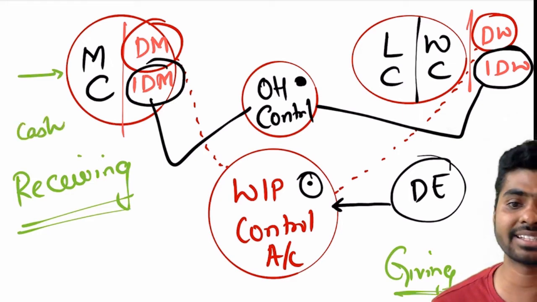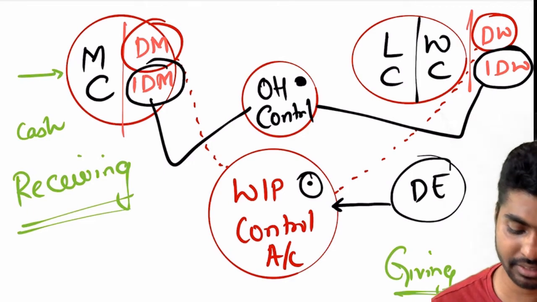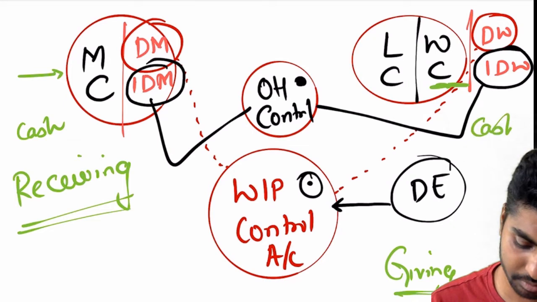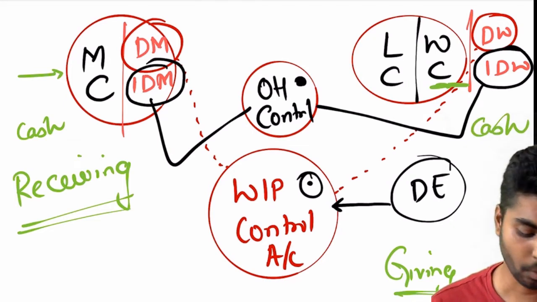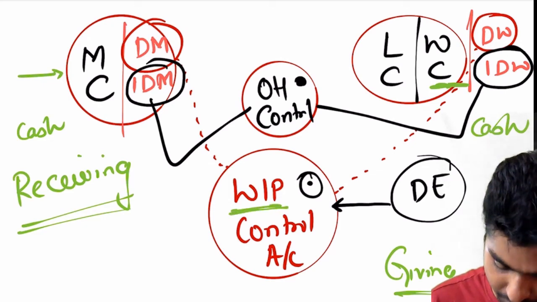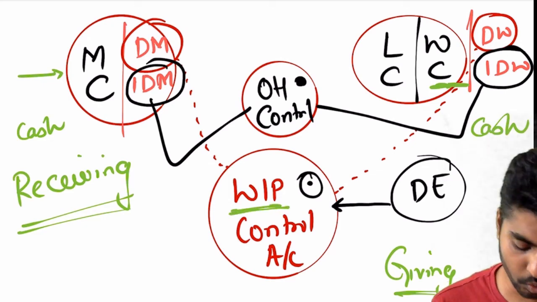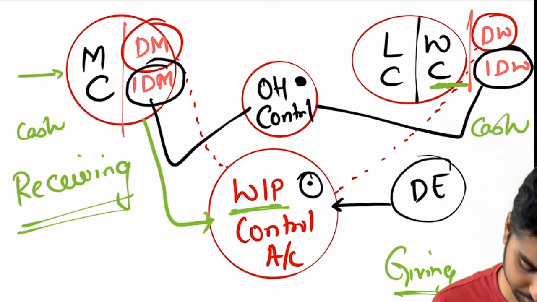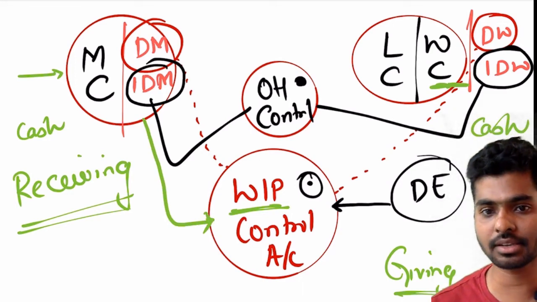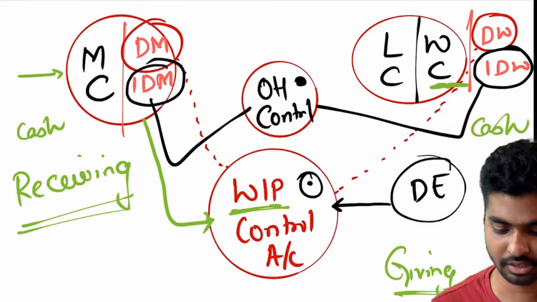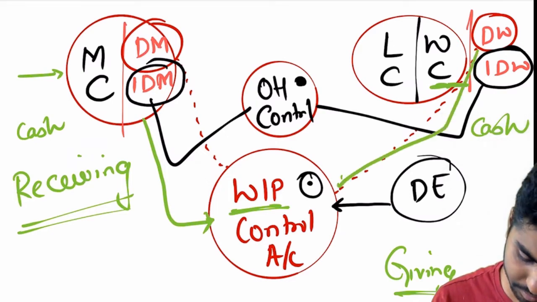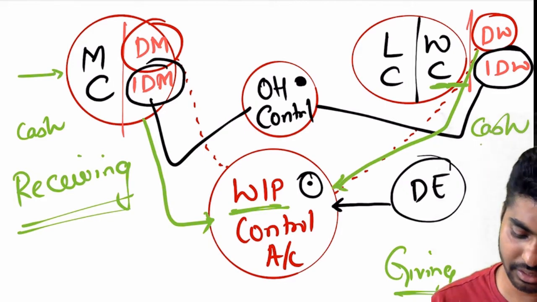When I say wages are paid, who's the receiving department? Wage control. What is going out? Cash. When I say raw materials are transferred to production, who's the receiving department? WIP. Who's the giving department? When I say wages are transferred towards production, who will be the receiving department? Who's the giving department?